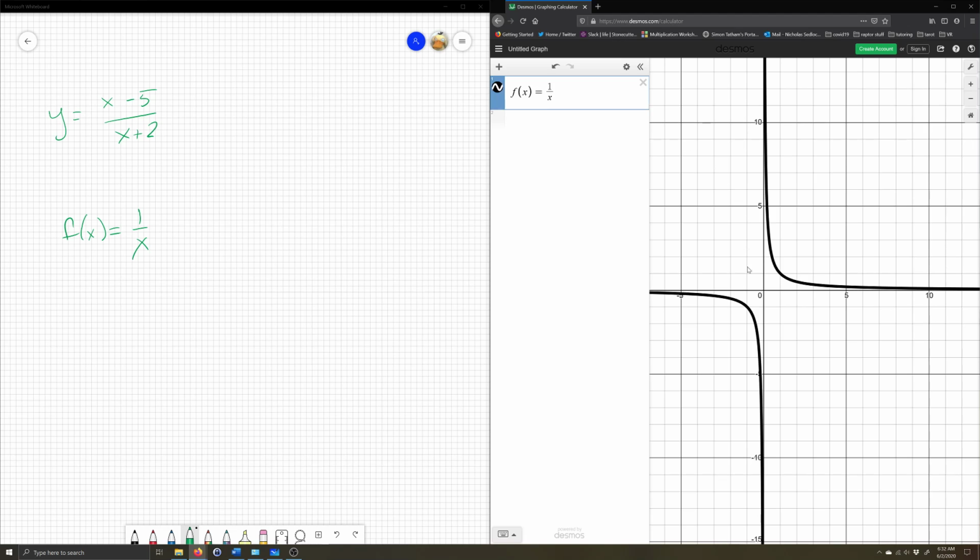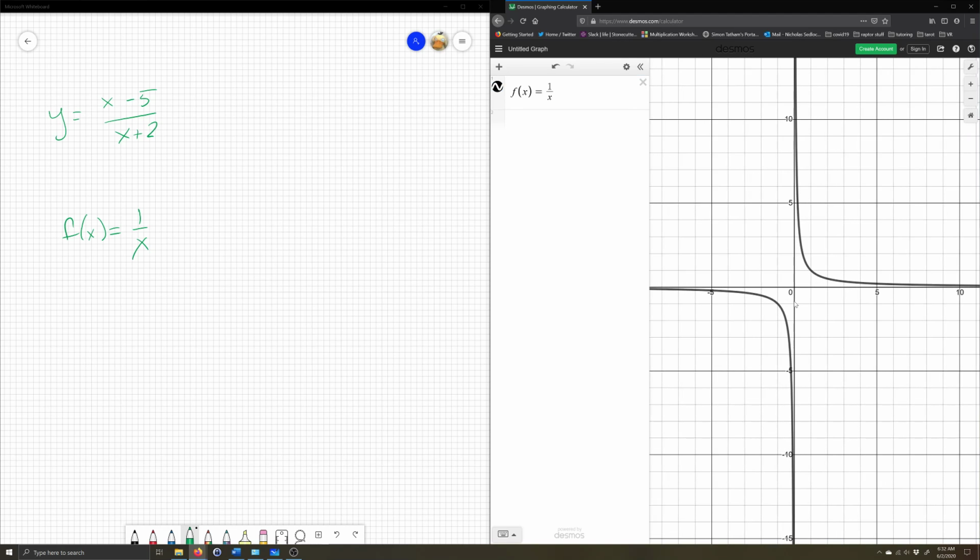That looks like this. It's got a horizontal asymptote at 0. It's got a vertical asymptote at 0. It's in the first quadrant and the third quadrant. So the trick is I'm going to use some algebra to rewrite my y here so that it is a shifting and scaling of f of x. And then I'm going to use what I know about how graph transformations work to graph it.